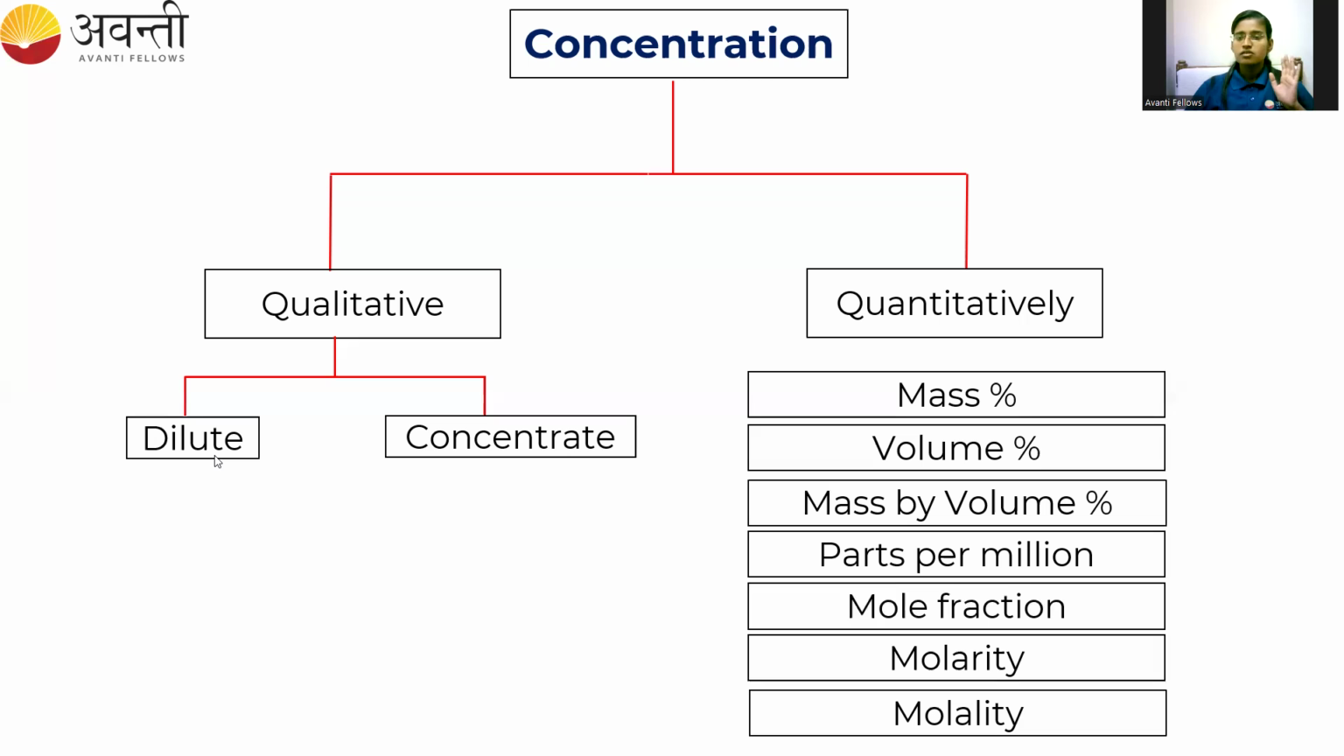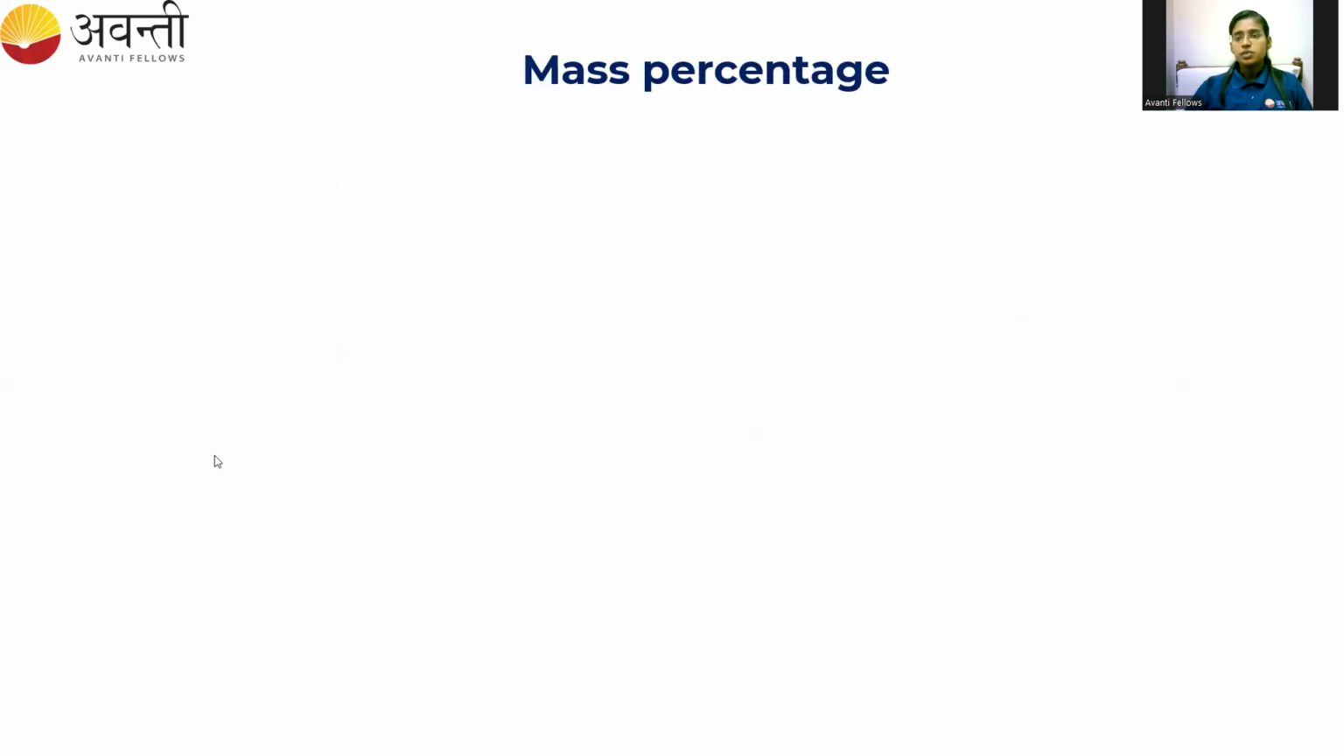So these are the seven concentration terms, and from the next slide onwards I am going to discuss them one by one. Shall we go ahead? The seven concentration terms are very important, because you will get many problems, numericals, and some theory from them. The first concentration term is mass percentage.